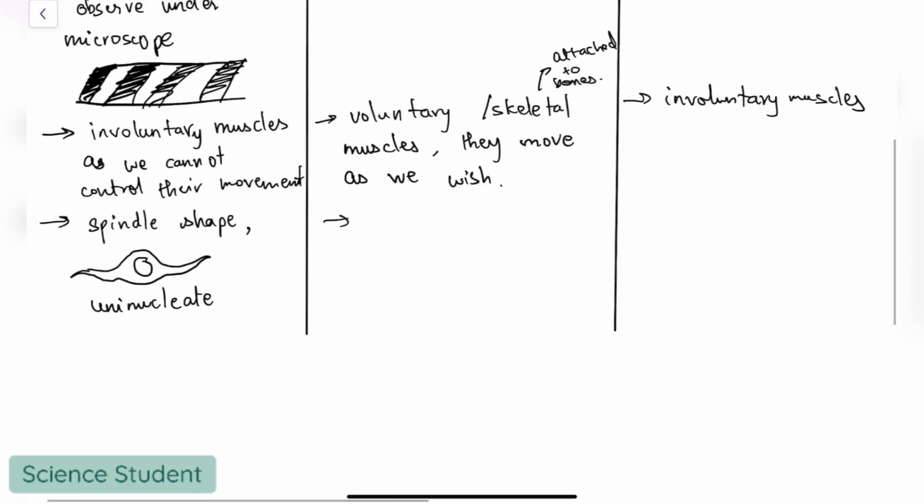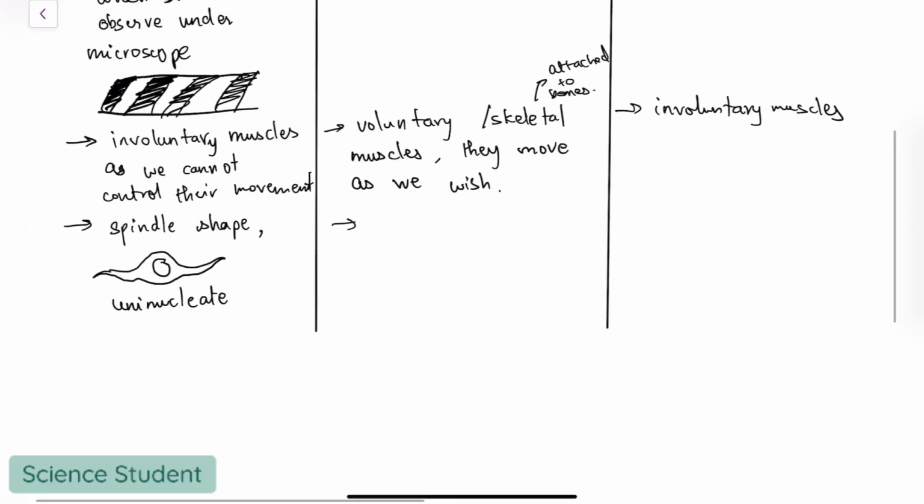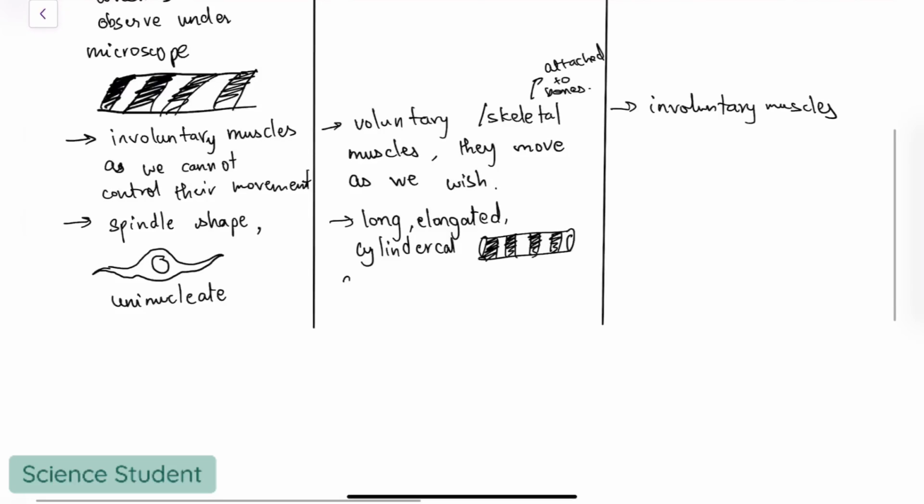The second point is, for striated muscles, their cells are long, elongated, cylindrical in shape, like this, with alternate dark and light bands on them. Cylindrical and multi-nucleate.